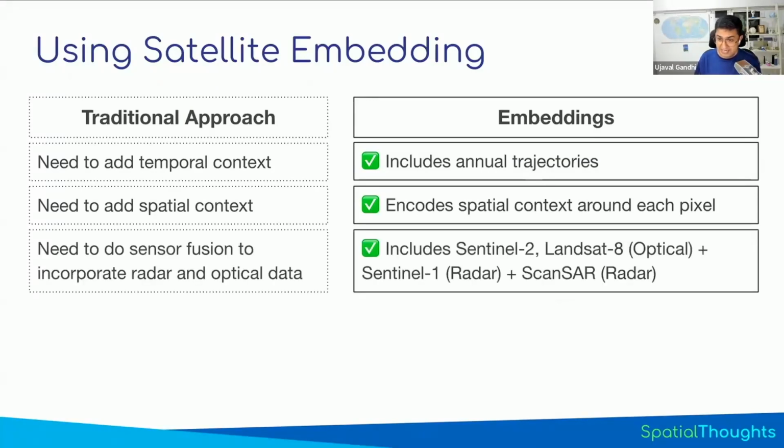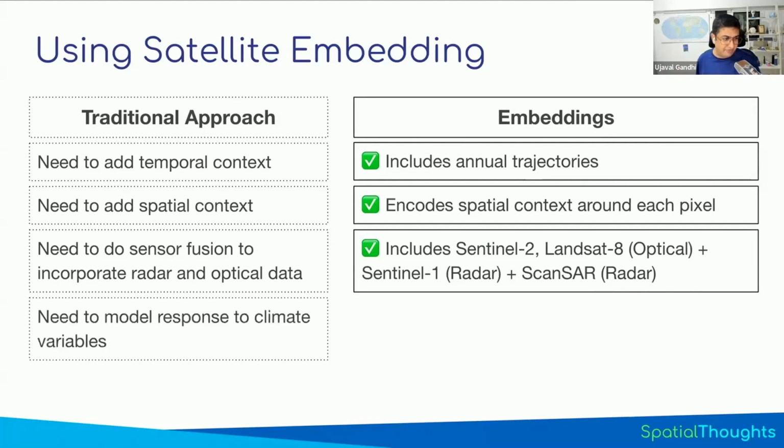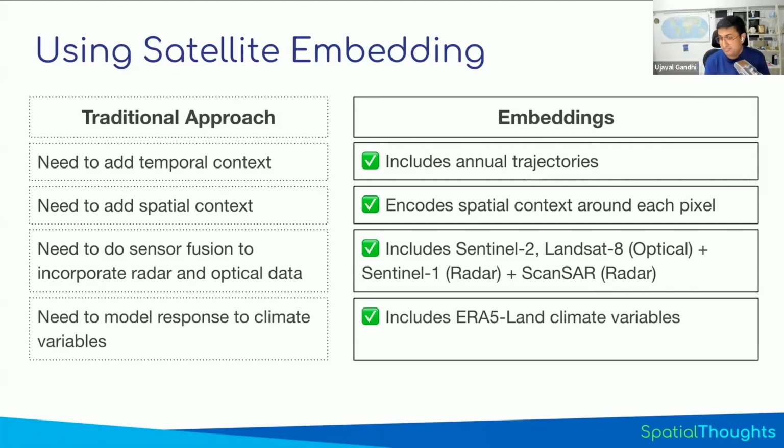Includes both optical and radar data. So again, you don't need to do sensor fusion. The data itself has learned from both optical and radar data. Includes error 5-line variables. So again, you don't need to measure, you don't need to model the response to climate variables because it's already been modeled as part of the learning process.